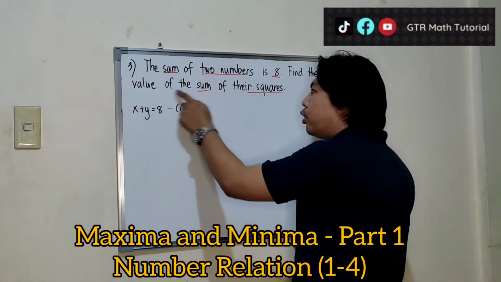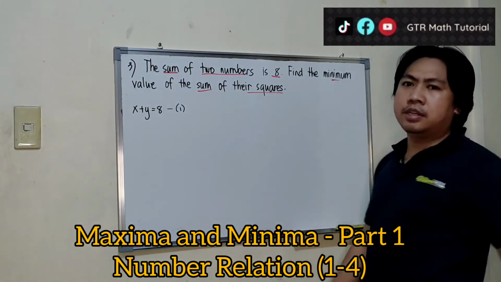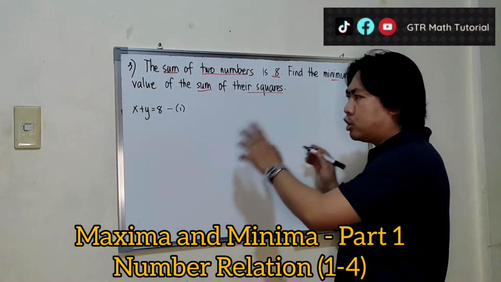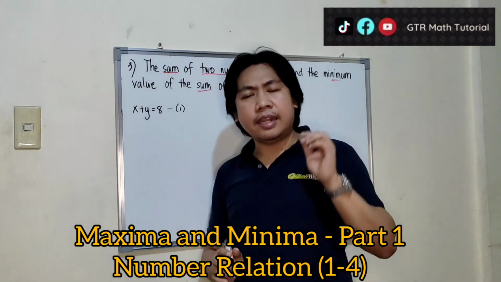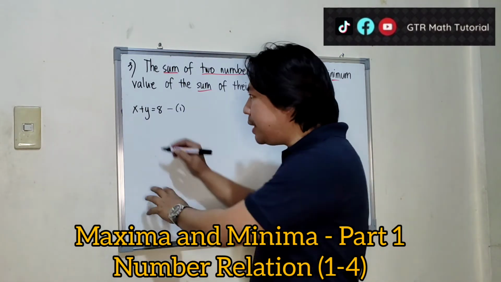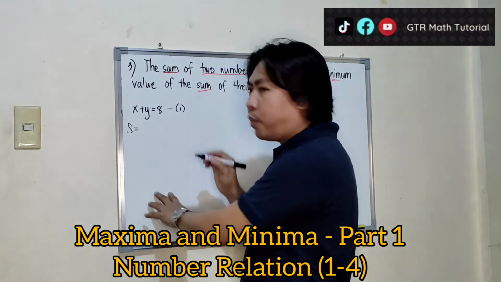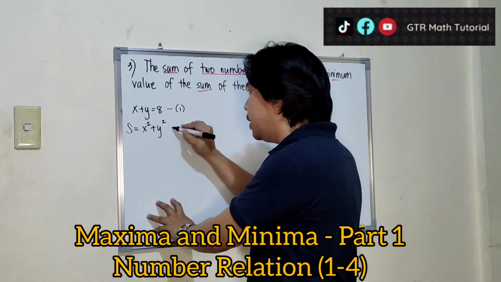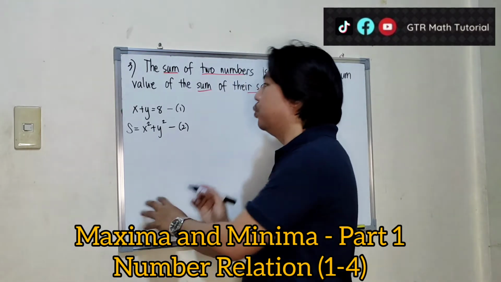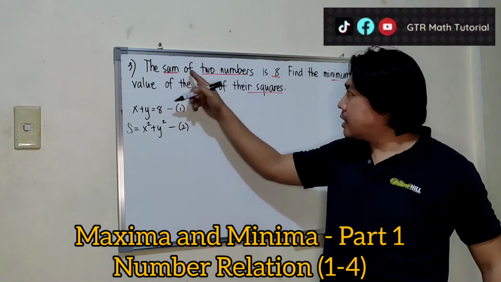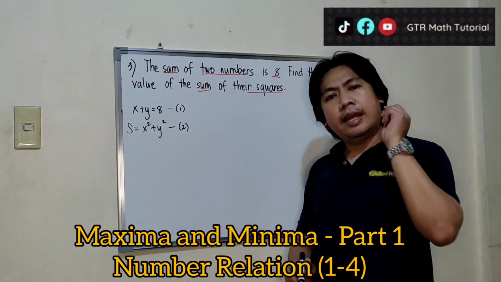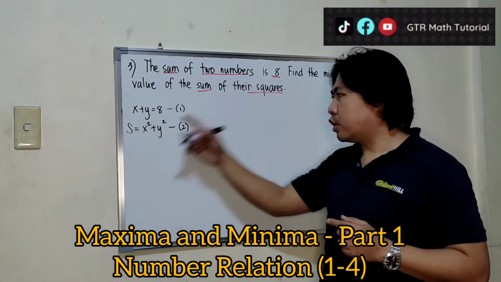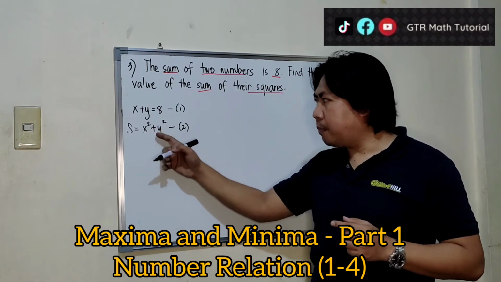Find the minimum value of the sum of their squares. So, let s be the sum, or you can assign any variable. So, let s be the sum of their squares. Our equation 2 is x squared plus y squared. So, this is our equation number 2. Okay, so first equation, the sum of two numbers is 8, so x plus y equals 8. Then, next equation, find the minimum value of the sum of their squares. So, s is equal to x squared plus y squared.